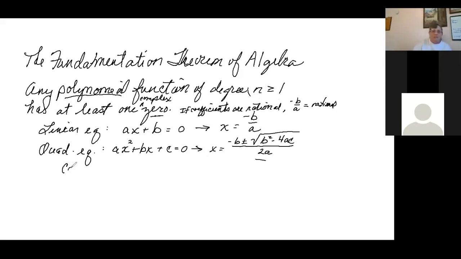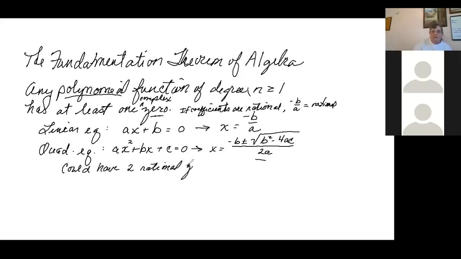you could have two rational zeros. Now, a rational number is any fraction that can be written without using a radical. So you could have two rational zeros or two irrational zeros. Two rational zeros might be like 5 and negative 7. Two irrational zeros might be like 3 plus or minus the square root of 6.